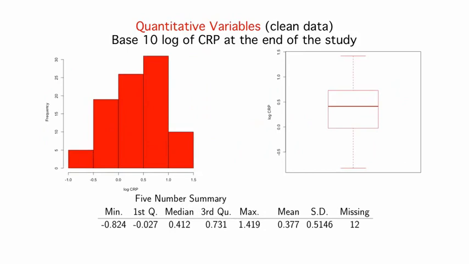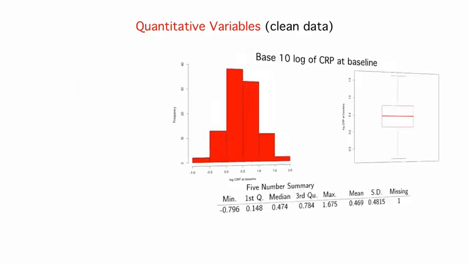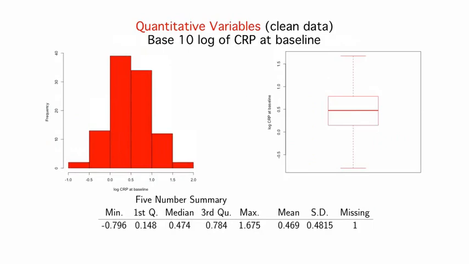You'll note that it's much more symmetric, and as a result, we should be much more confident using inferential procedures based on the normal distribution. This is also the case for CRP at baseline. The logarithmic transformation changes what was a very right-skewed distribution to one that is symmetric and bell-shaped.